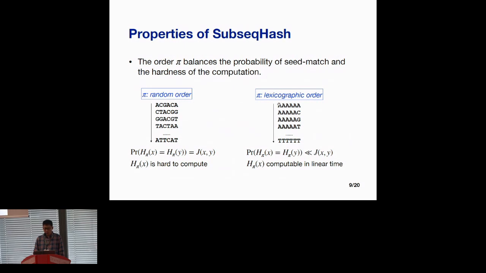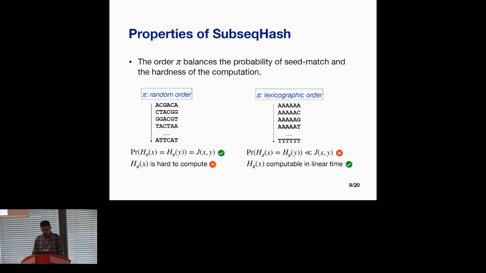On the other hand, consider a lexicographic order. A lexicographic order looks like this. It's very regular. Then for lexicographic order, the smallest subsequence can be computed very efficiently in linear time. But the probability of hash collision gets much reduced. So you can see now that both orders are desirable, because we want a fast algorithm, of course, but also we want a higher probability of hash collision.